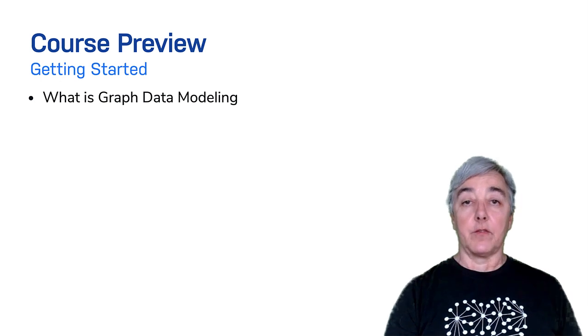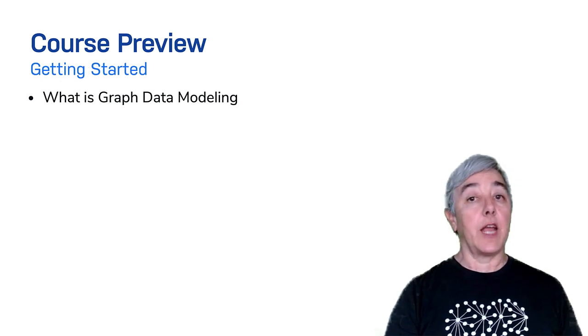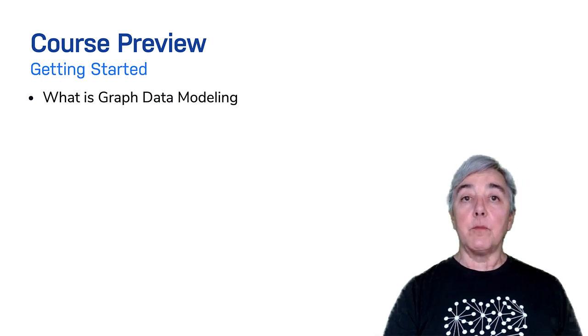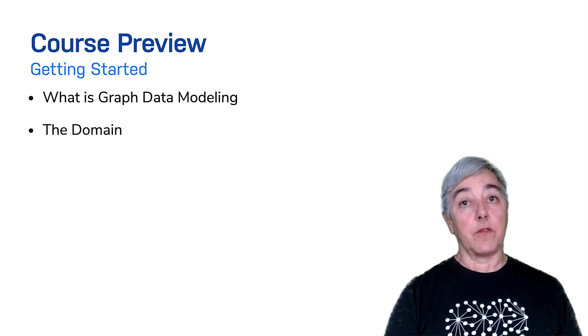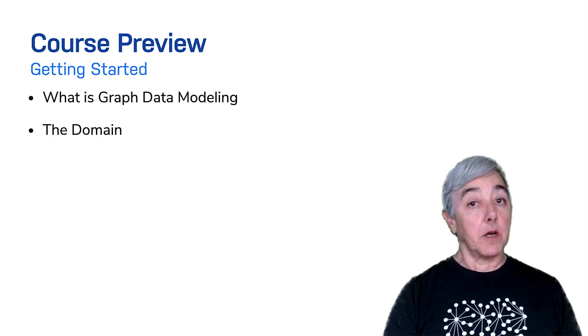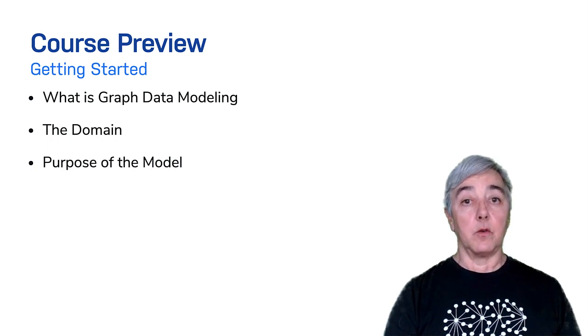The first module of this course introduces you to what graph data modeling is. You will learn about the graph data modeling process. It is an iterative process where the application stakeholders must work together. The stakeholders must understand the domain so that they can come up with the use cases for the application. You will also learn the difference between a data model and an instance model, which is the Neo4j graph.